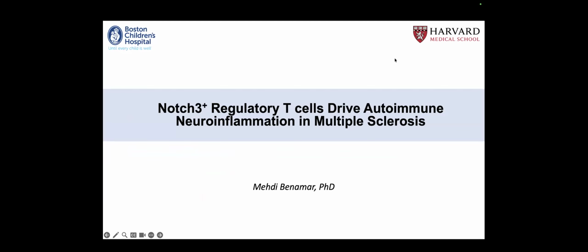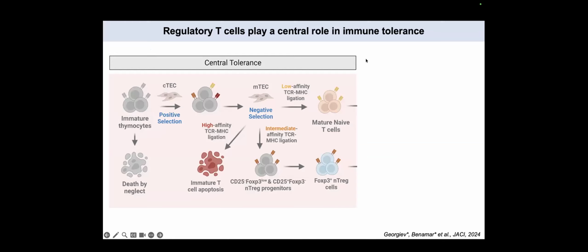Today, we'll talk about the Notch3-positive regulatory T cells that drive autoimmune neuroinflammation in multiple sclerosis. As a bit of an introduction, natural Treg develop in the thymus during T cell development, where immature thymocytes go from positive selection to negative selection, where cells with high affinity for the TCR are deleted by apoptosis, and cells with an intermediate affinity become natural Treg progenitors. The cells with a low affinity become mature naive T cells.